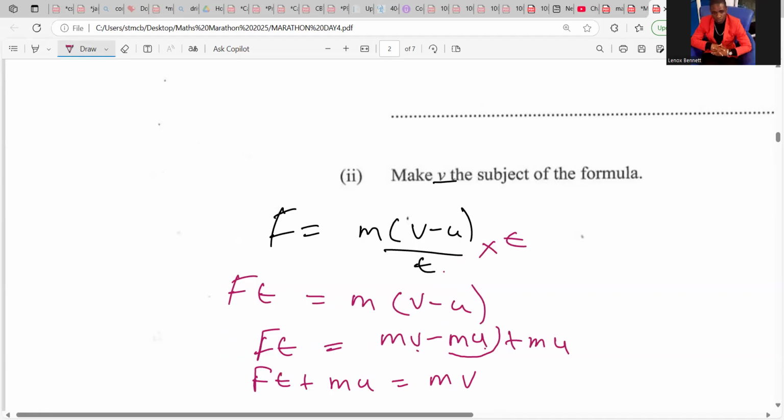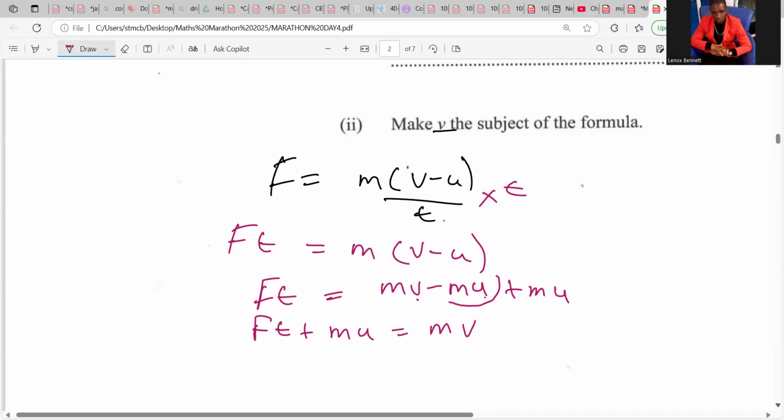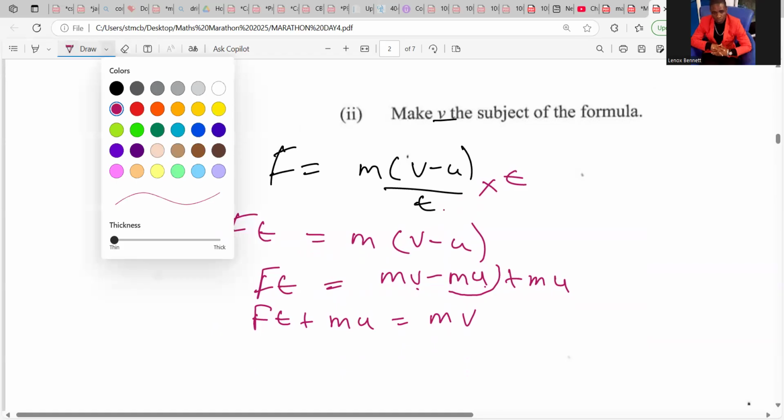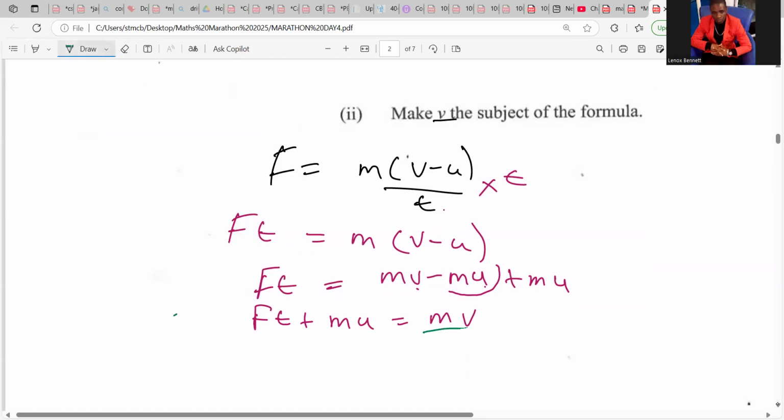But guess what? We need V. So we're gonna get rid of the M, right? Now the M is multiplying. So what we're gonna do? The opposite of multiplying is dividing. So we're gonna divide by M. And of course, anything on one side, the next side.